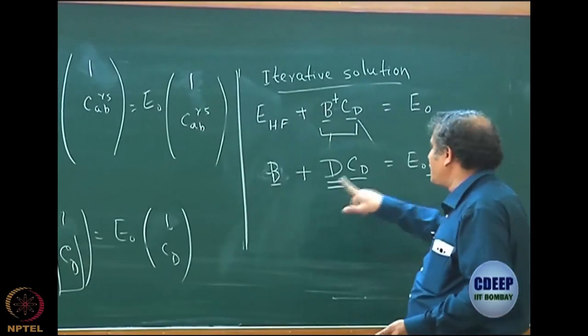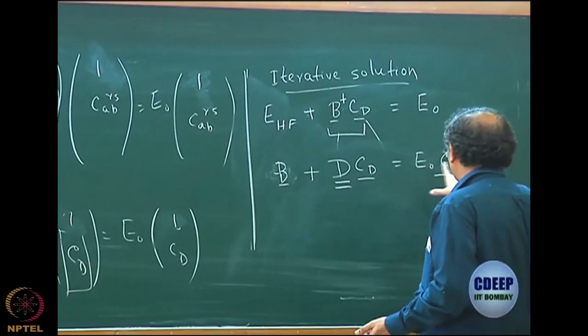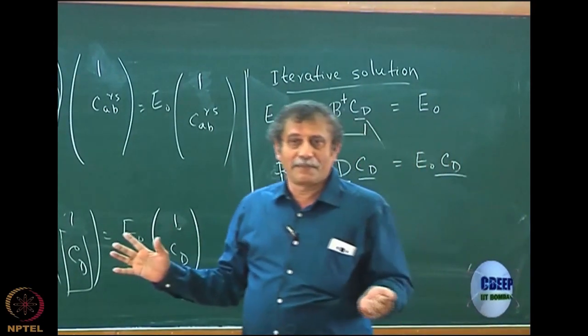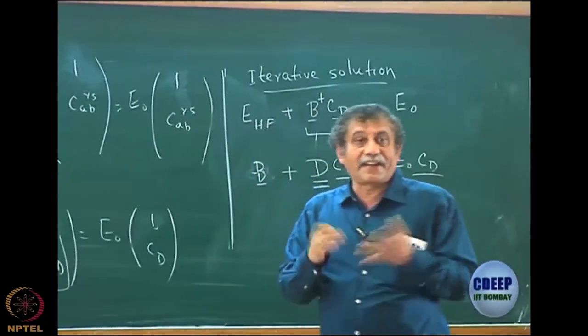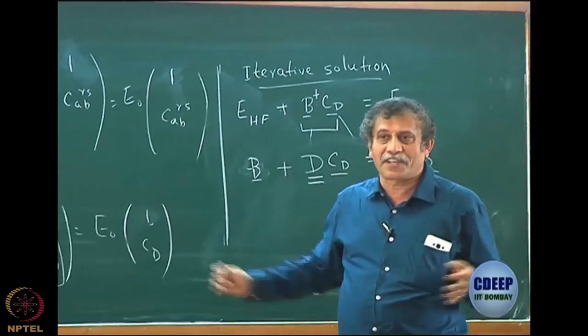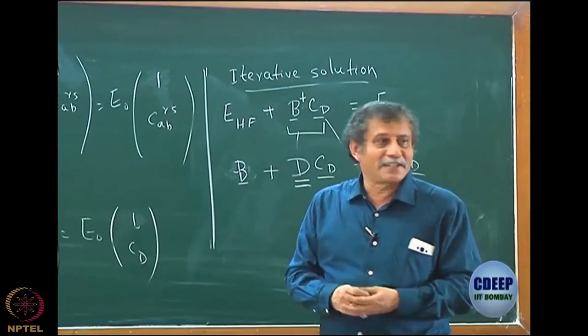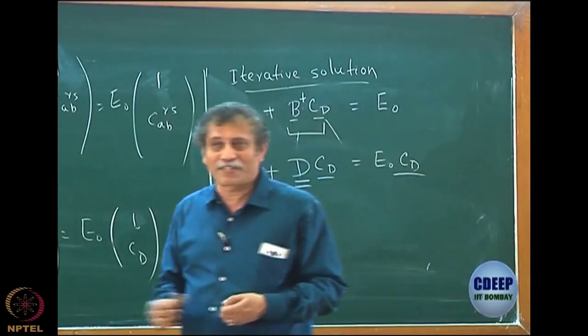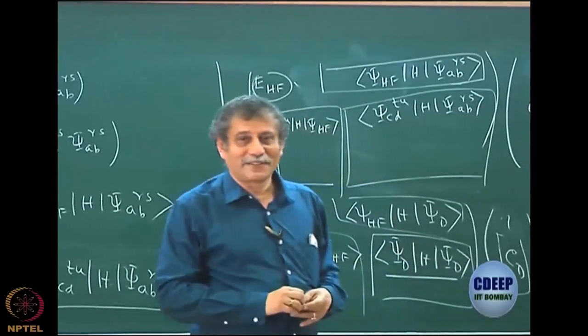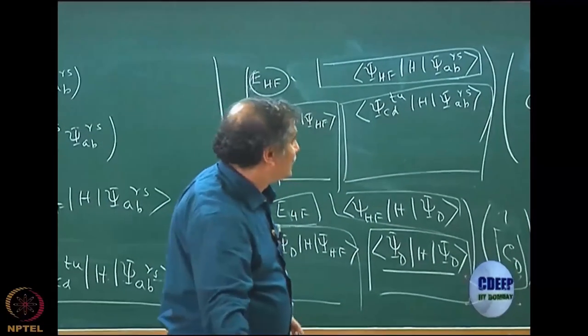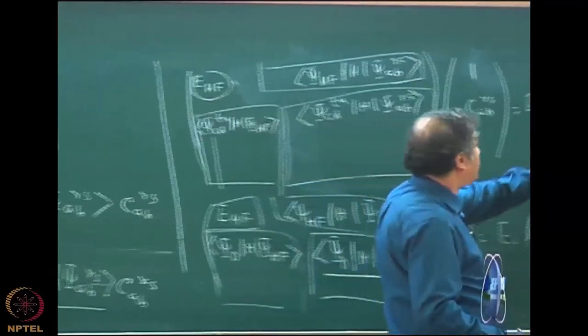B_i plus D_ij C_Dj equal to E naught C_Dj. It's a set of equations, but I'm writing only one equation here, right? In a matrix form. I hope all of you are sophisticated enough to write things in matrix form now. By now you are sophisticated, right? Mathematically sophisticated, I should say. Okay. And here of course everything is a number.